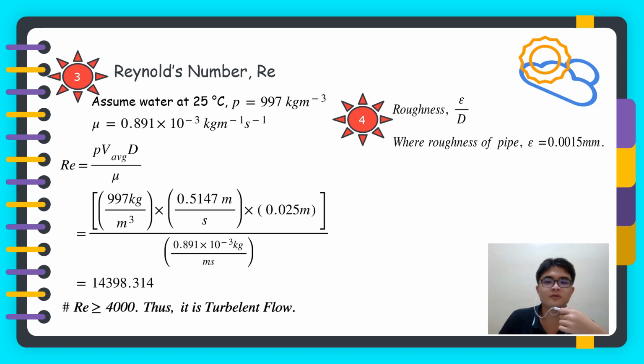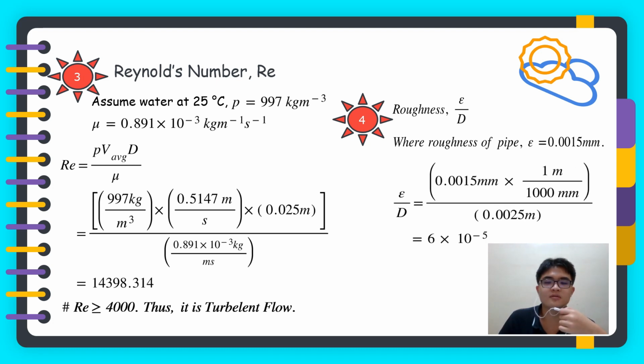Next, moving on to the fourth step, we calculate the roughness, where we already assumed we use the CPVC pipe, and the roughness of the pipe is 0.0015 mm. Then we divide it by the diameter of the pipe, and lastly we get the relative roughness to be 6 times 10 to the power -5.